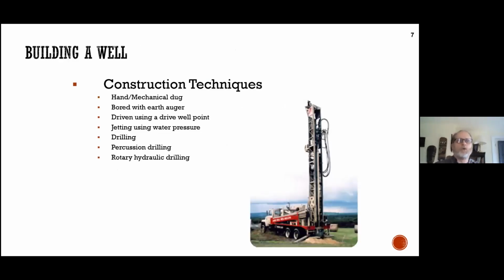So we'll talk a little bit about the types of construction techniques. You should be familiar with the definitions of a hand dug well, a bored well, and a driven well, which is very similar to the percussion one you saw in the video just now, and then the types of drilling itself, and the general features that distinguish a hand dug well from a drilled well.